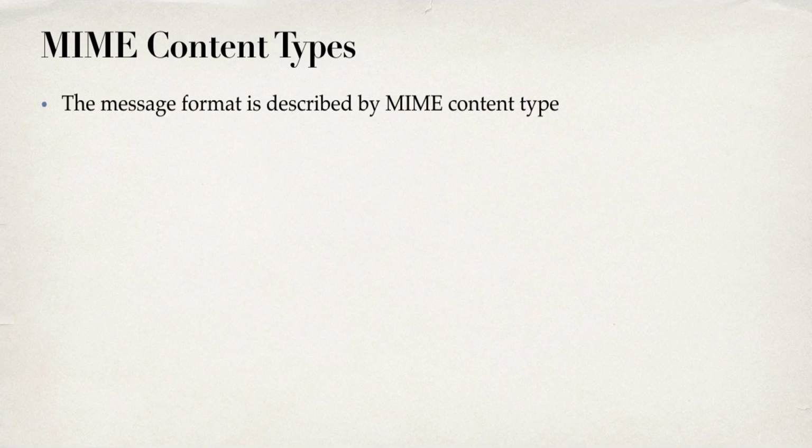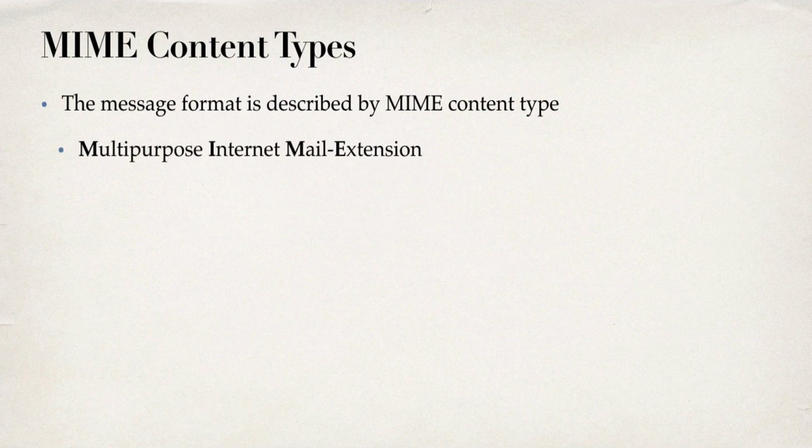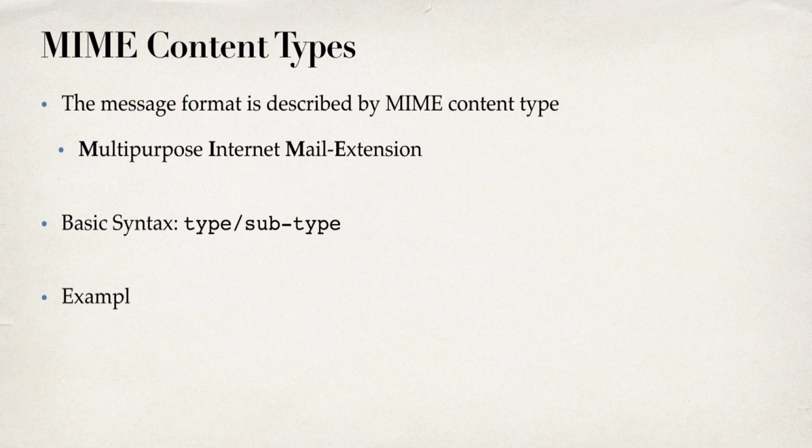And then we also have the idea of MIME content types. So this is basically the message format for the actual payload. And so it's described by a MIME content type. So what does MIME mean? Well, MIME stands for Multi-Purpose Internet Mail Extension. Blah, a mouthful. So you'll normally hear folks refer to it as MIME. So again, it simply describes the actual content or the format of the message being returned. You have the basic syntax for it. You have a type/subtype. And then here's some examples.